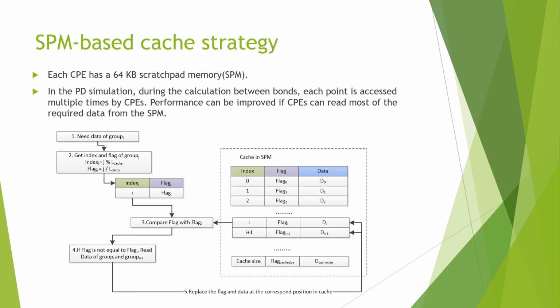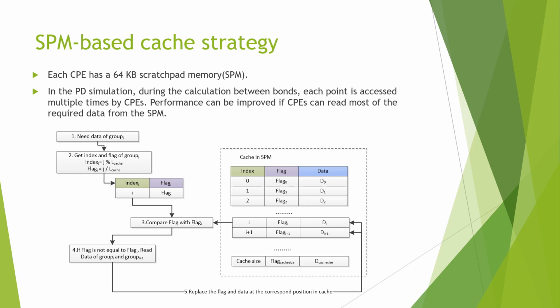Each CPE has a 64 KB SPM. To reduce the amount of data fetched from main memory, the SPM-based cache strategy is proposed. In the PD simulation, during the calculation between bonds, each point is accessed multiple times by CPEs. Performance can be improved if CPEs can read most of the required data from the SPM.